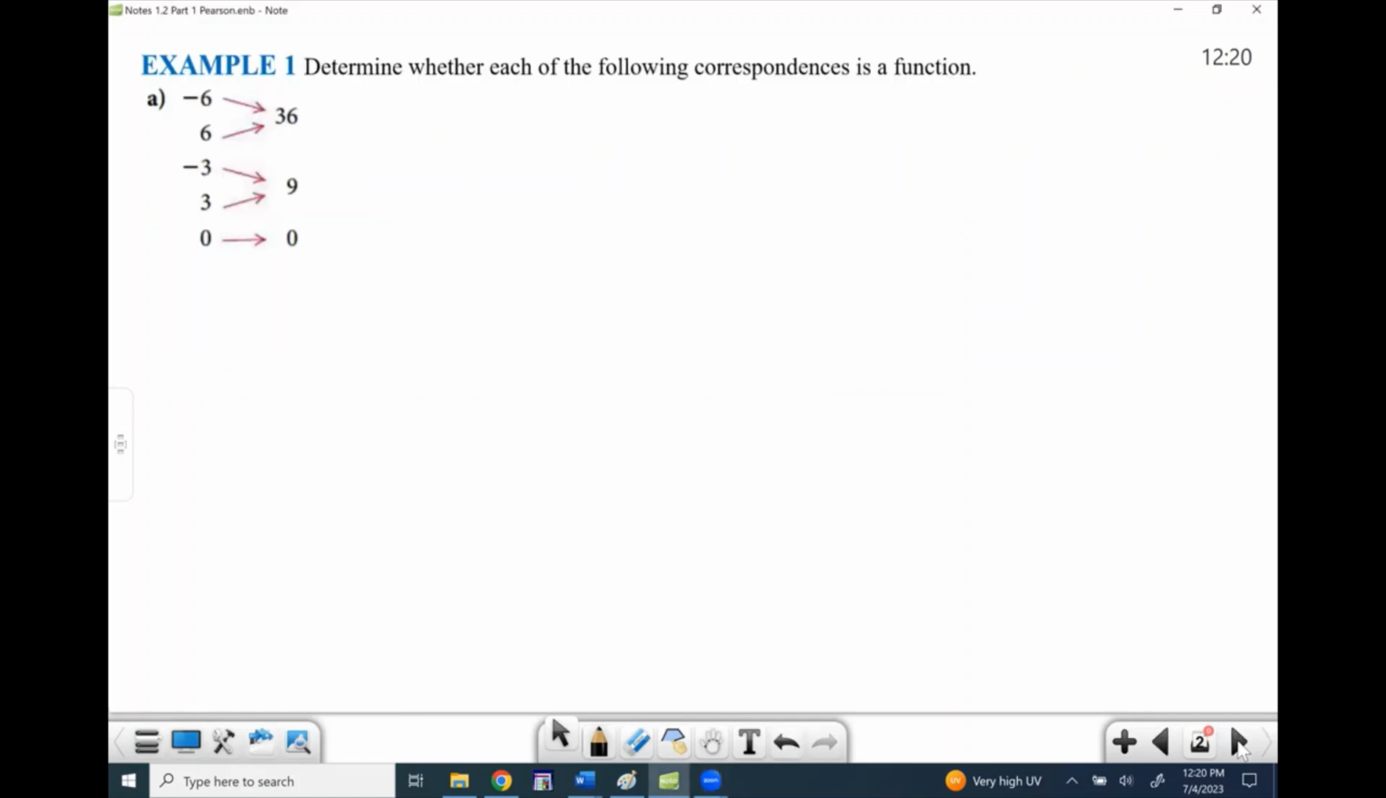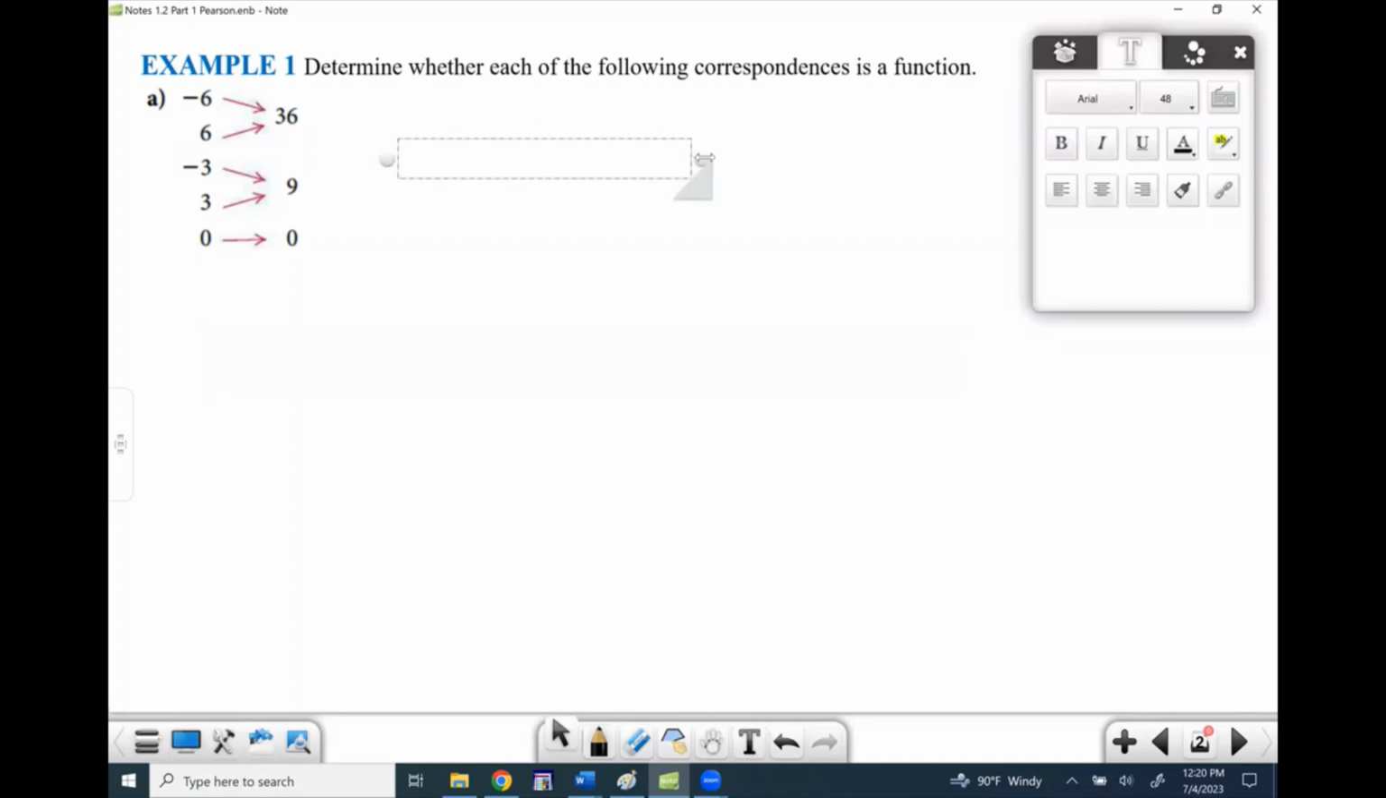So when we're looking at a mapping diagram, we want to make sure every x value or every element of the domain goes with exactly one element of the range. So you can see here, -6 is only going to one value in the range, so that's good. +6 only has one arrow coming out of it, so that's good. Same thing for -3, 3, and 0. This looks good since every element of the domain maps to exactly one element of the range. So we're going to go ahead and say that this is a function.